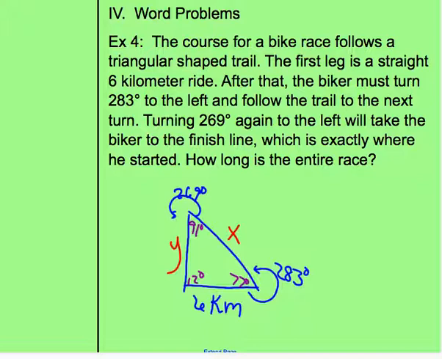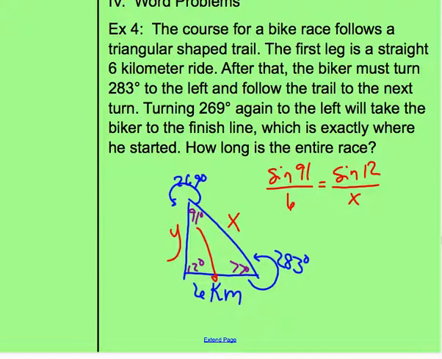So I'm going to start again with the angle and side pair that I know. Sine of 91 over 6 equals, and I can solve for either one of them first. So we'll do x, sine of 12 over x. Cross multiplying and dividing, I'm going to go through this quickly since we've already seen a couple of these. We would have 6 times the sine of 12 divided by the sine of 91. So x is approximately 1.248.